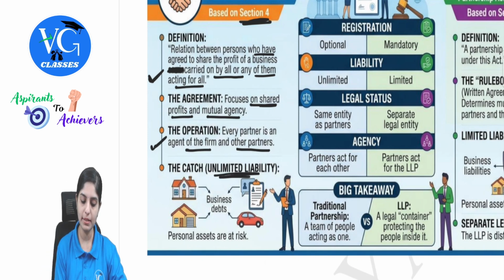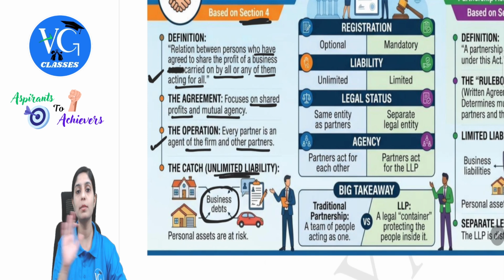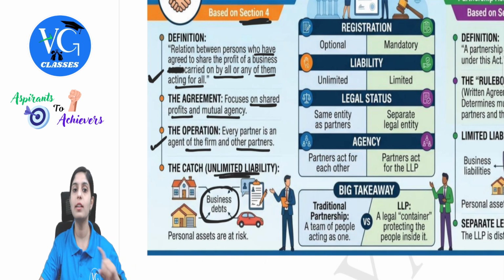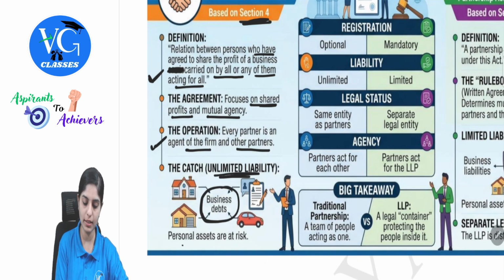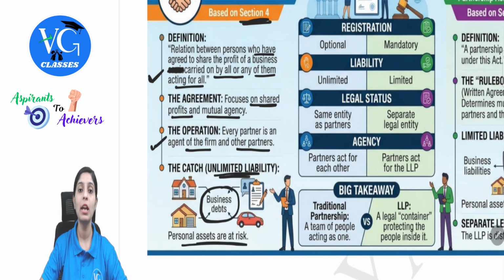See, that is what is represented here. There is a business debt, not partner's personal debt. There is a business debt. But if the business assets of the partner fall short with respect to repayment, there is no restriction that they cannot use the personal assets of partners. Therefore, the personal assets of the partners are at risk. This entire structure, what we understood, is with respect to the Partnership Act.